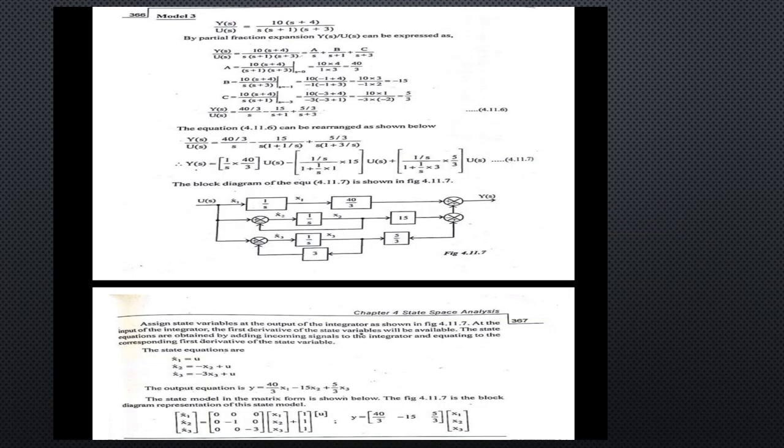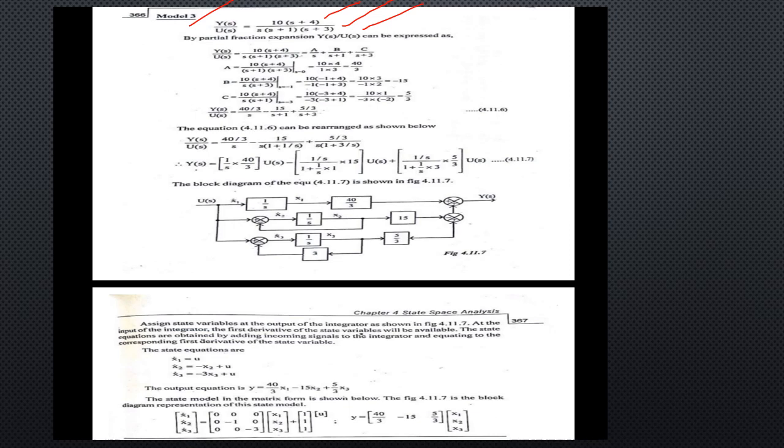Now let us see one model problem on this topic. Here we need to find the canonical form of state model for the given transfer function. The given transfer function is Y(s)/U(s) = 10(s+4)/(s(s+1)(s+3)). To find the state model for the given transfer function, we have to follow some steps.